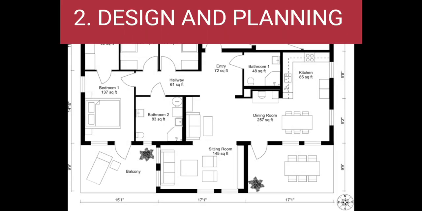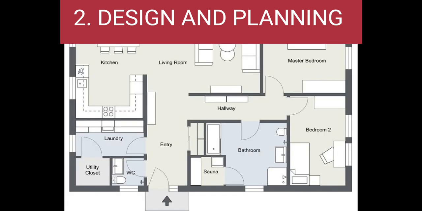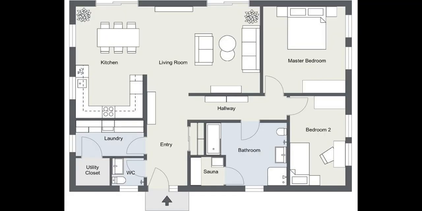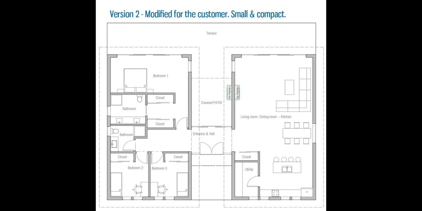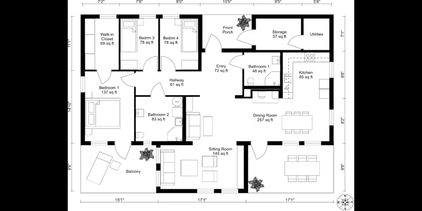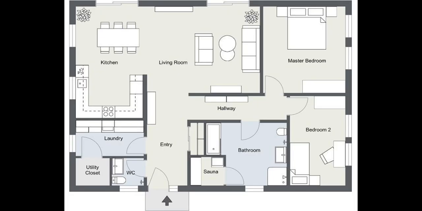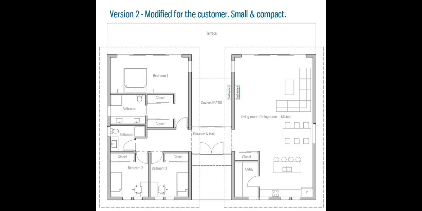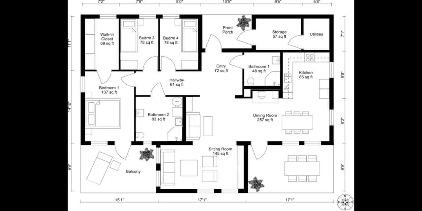Number 2, design and planning. Collaborate with an architect to create a design that considers your preferences, budget, and local building regulations. Obtain necessary approvals from local authorities. Include sustainable and energy-efficient features in the design for long-term benefits.